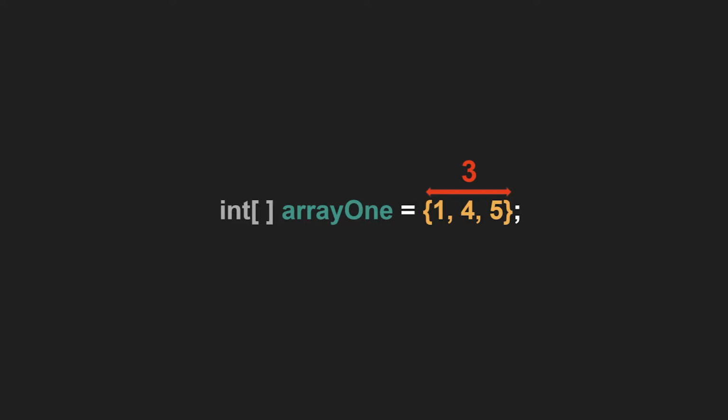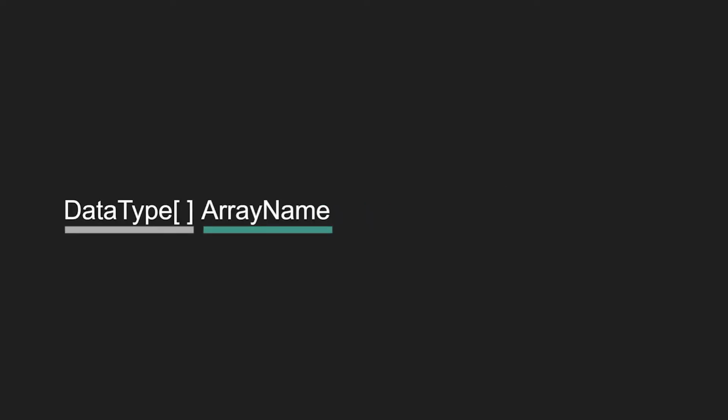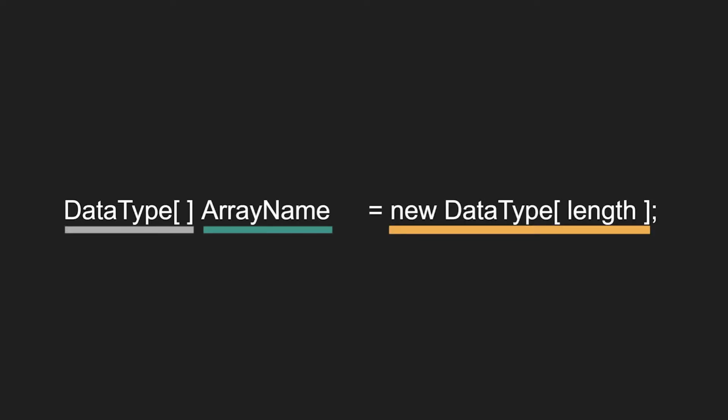To make an empty array, we need to know the length. After we make an empty array, we can change the values along the way as long as we're not trying to mess with the length of the array. If we're trying to make an empty array, this is how we would do it. It's the same as before: data type, square bracket, array name, but instead of setting the values after, we would say equal sign, new, and then our data type, and then the length.